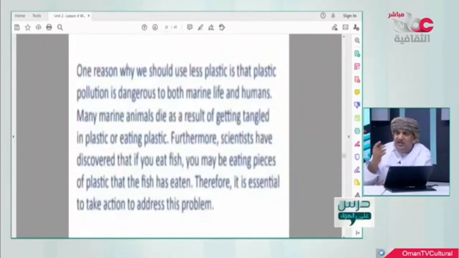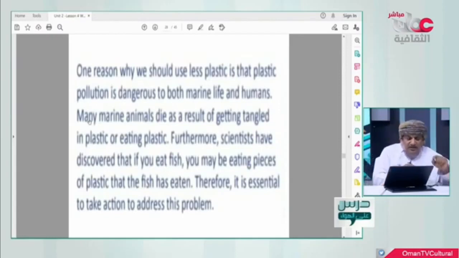Okay, here let's read together and find the topic sentence, the supporting sentences, and the concluding sentence. One reason why we should use less plastic is that plastic pollution is dangerous to both marine life and humans. So this is the topic sentence. Here we have two words, marine life and humans. So in the supporting sentences, he should talk about marine life and humans.